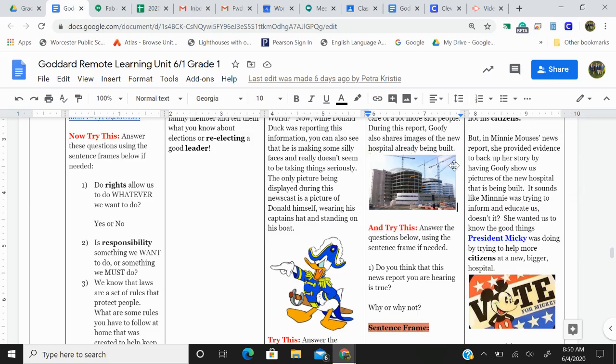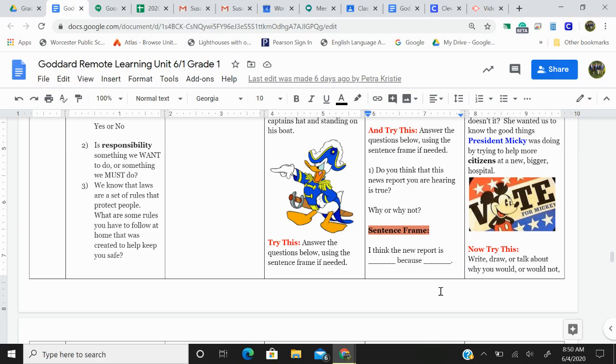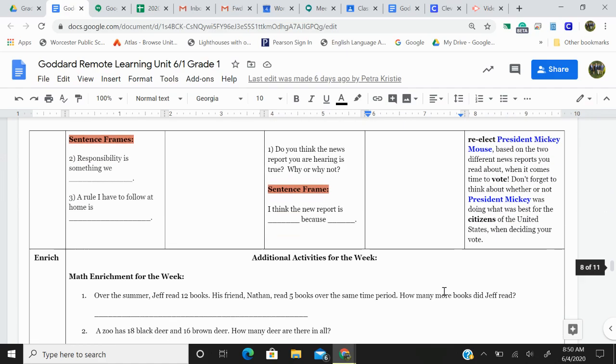And I clicked, okay, sorry about that. Now try this. Answer the questions below using the sentence frame if needed. Do you think that this news report you are hearing is true? Why or why not? Sentence frame: I think the news report is blank because blank.